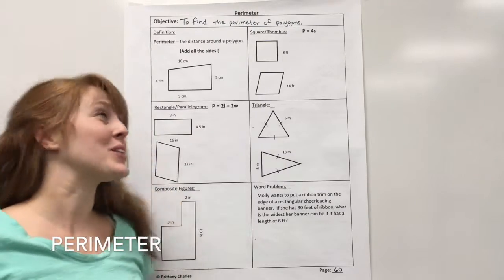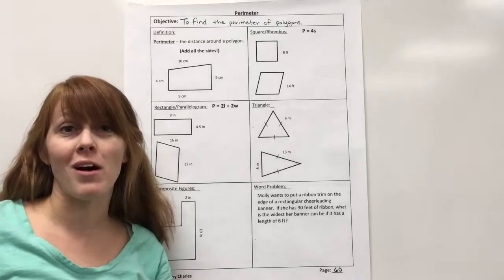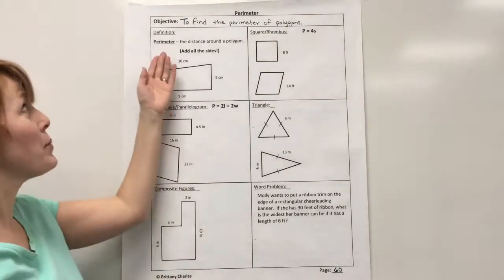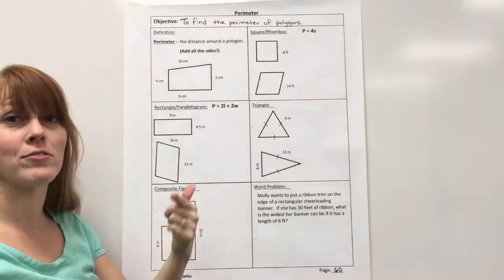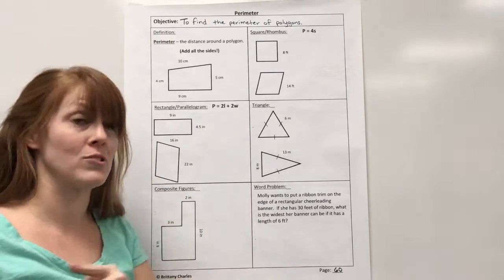Hi guys, today we're going to learn about perimeter. So our objective is to find the perimeter of polygons, and this is page 60. Perimeter means the distance around a polygon. Peri means around, meter means measure, so the word literally means to measure around.